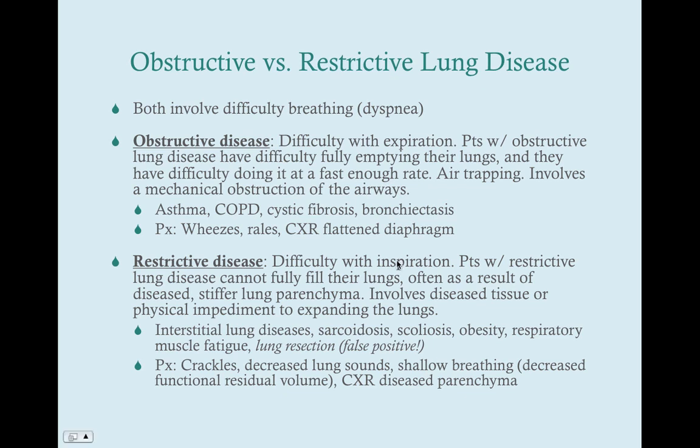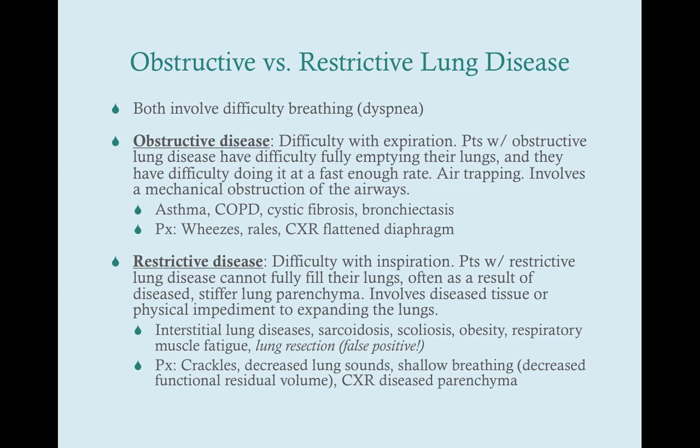A patient with restrictive lung disease can't fully fill their lungs, often as a result of diseased, stiffer lung parenchyma, and it involves diseased tissue or a physical impediment to expanding the lungs. Different possibilities here are interstitial lung diseases. There's lots of them. Sarcoidosis, scoliosis, which is a physical compression of the chest cavity. Obesity, or the so-called Pickwickian syndrome, where the patient is so obese that there's physical pressure not allowing them to expand their chest cavity.